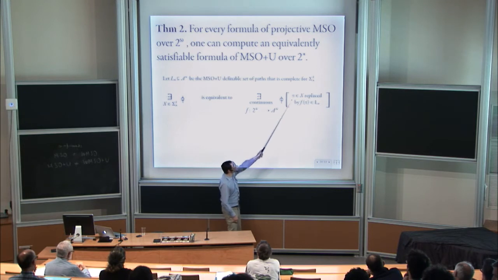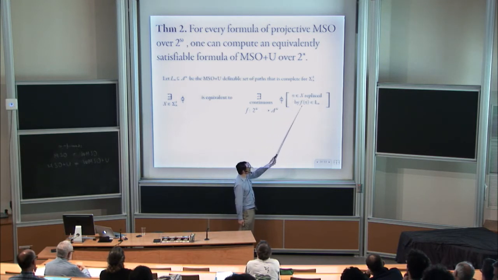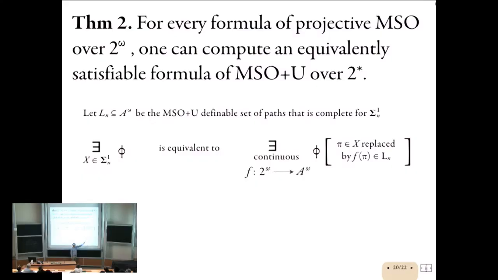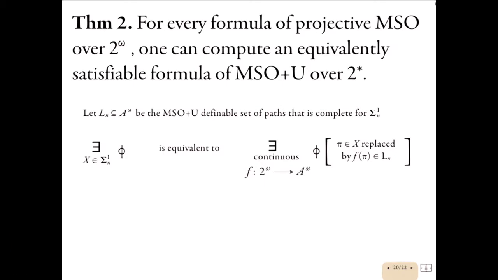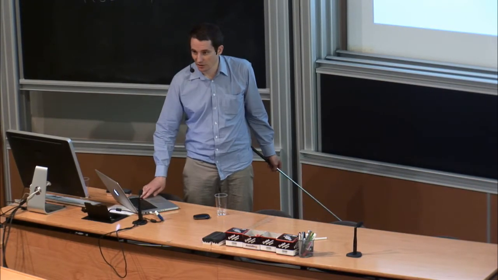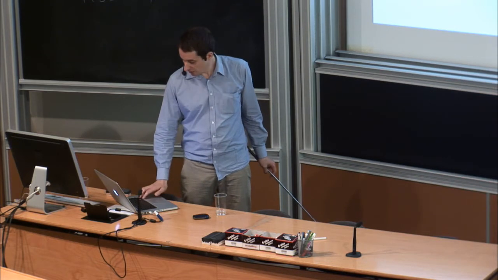So that means that instead of saying I belong to X, I say the continuous reduction maps me to this language. So that's all you need to do. It's my last slide. Okay? How do you quantify over a continuous function? This turns out to be much easier.